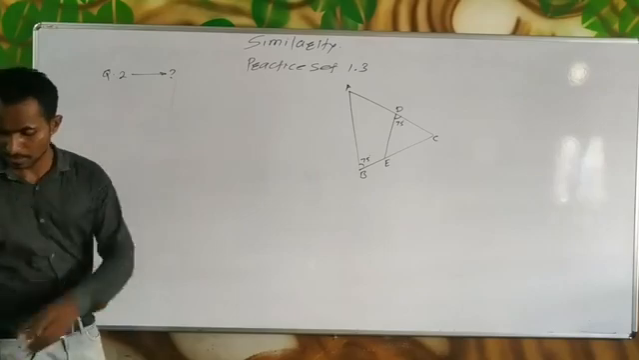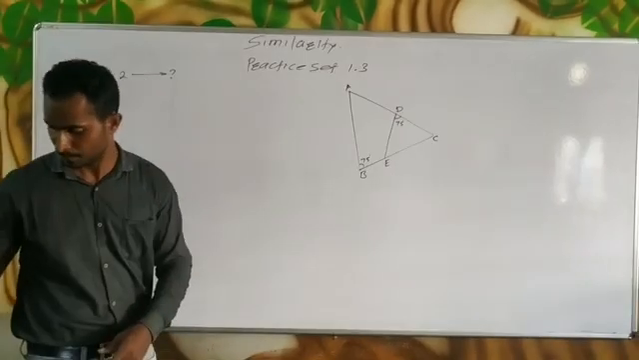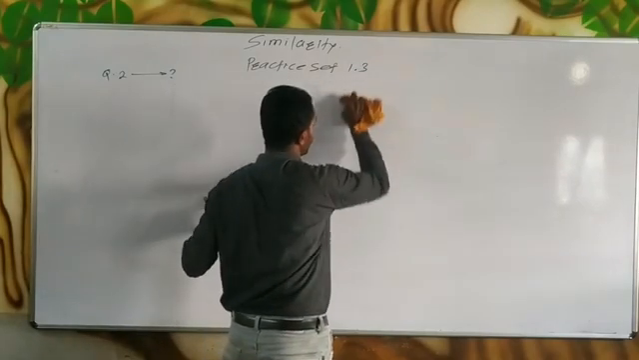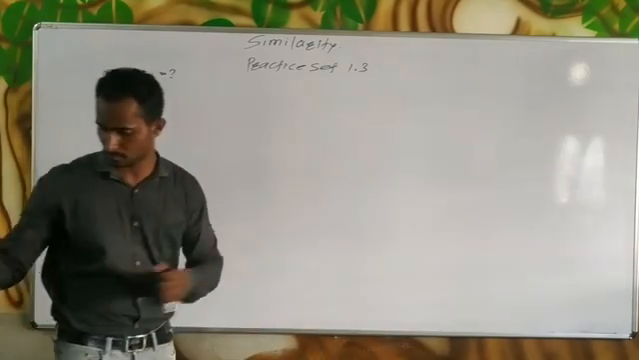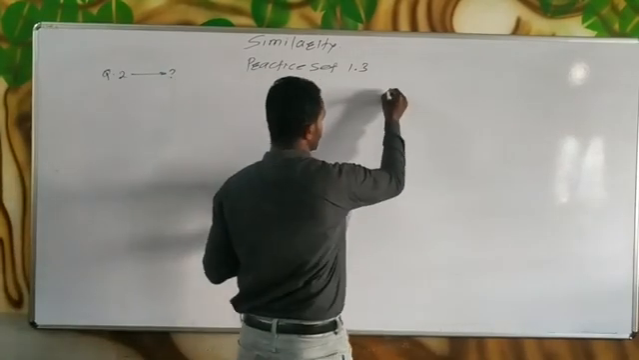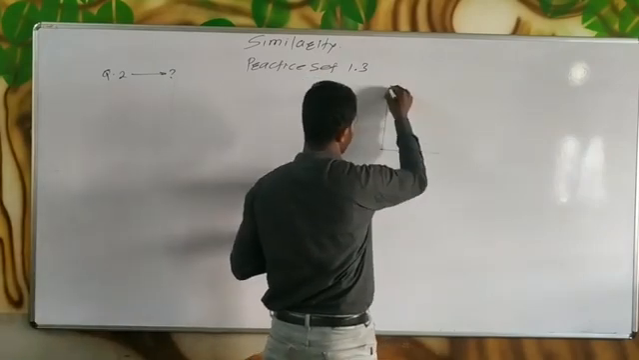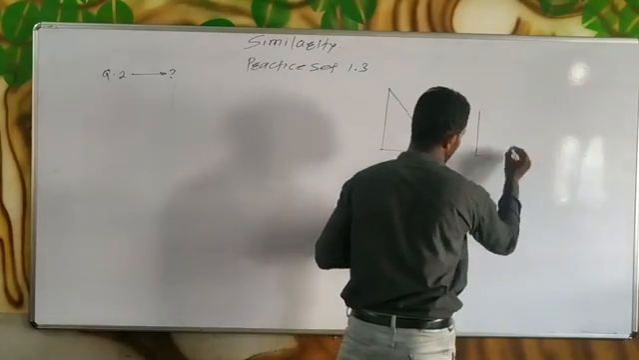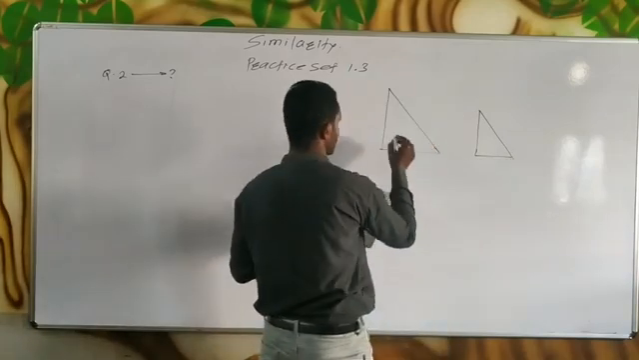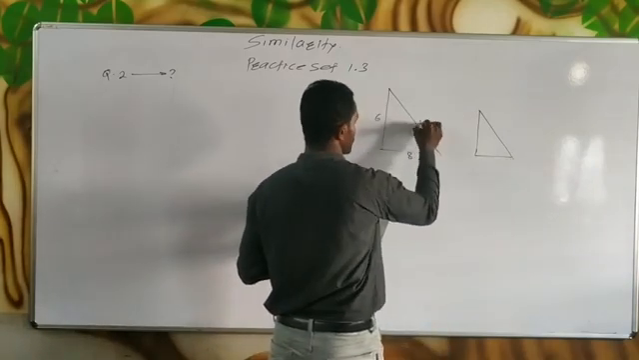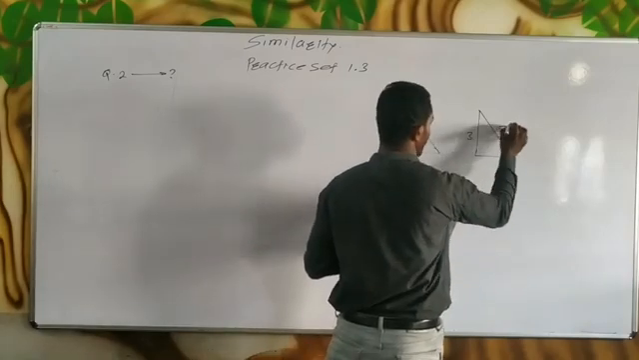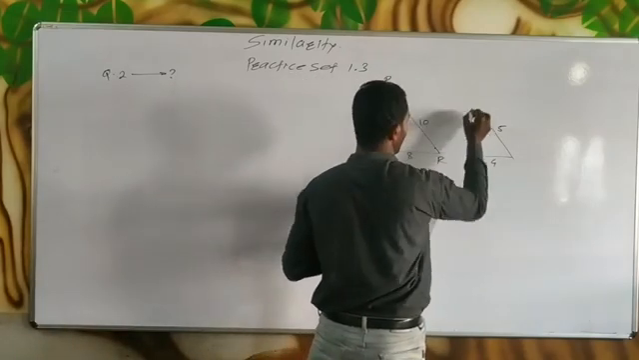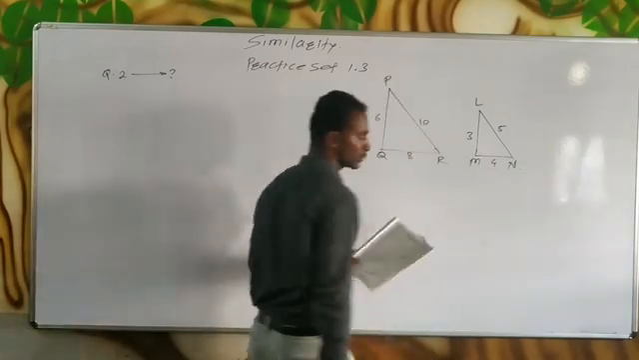Question number second. In problem number second, we have the figure of two triangles. There are two triangles in the figure. This one is the first, and this one is the second. 6, 8, 10, 3, 5, 4. Triangle PQR and triangle LMN. These are the two given triangles here.